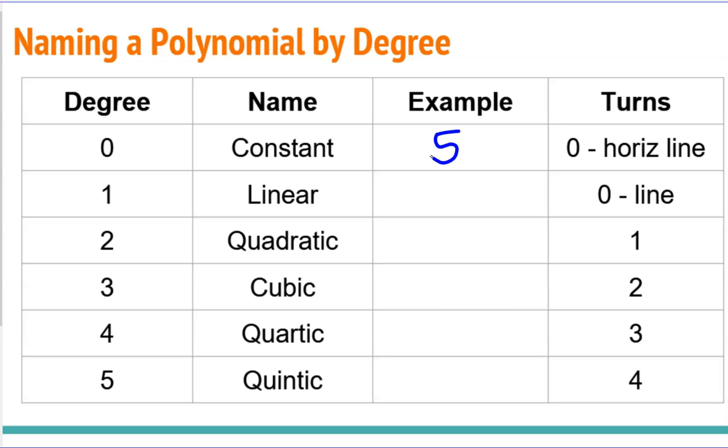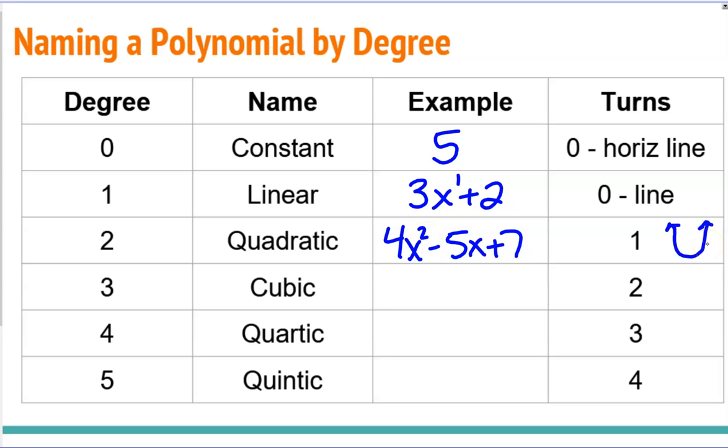Next, if my degree is 1, an example of that would be like 3x plus 2. This has a degree of 1. This x here has an exponent of 1. That's called linear, because it's a line. And again, there's no turns in a line. If my degree is 2, we call it a quadratic. An example of this would be like 4x squared minus 5x plus 7. Our highest exponent here is a 2. That's the degree of the whole term. If I were to graph a quadratic, it only has 1 turn.